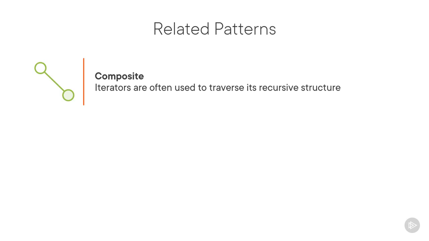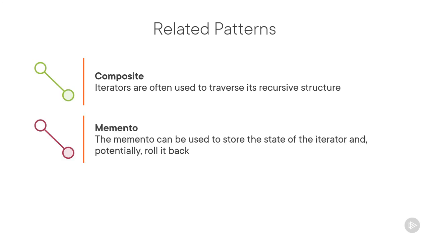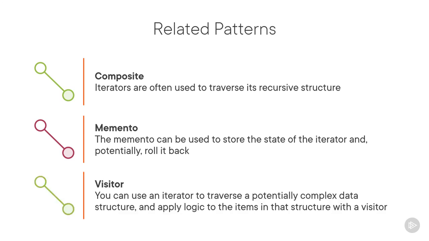The iterator is related to the composite pattern. This is a recursive structure, and iterators are often used to traverse those. It can also be used in conjunction with a memento. In that case, the memento can be used to store the state of the iterator and potentially roll it back.